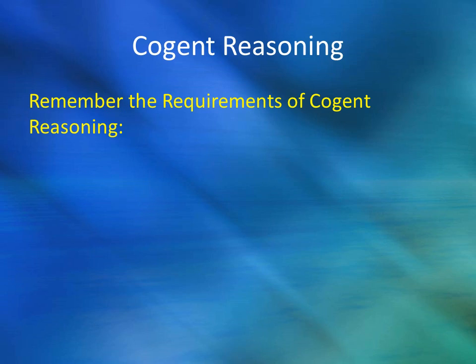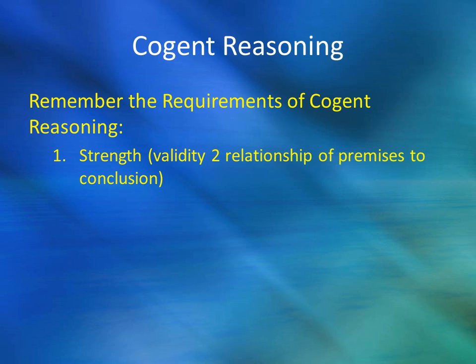So, cogent reasoning. Remember what is required of cogent reasoning. First, strength. Strength, or what sometimes is called validity too, this is what it was called in one of the texts, is the relationship of the premises to the conclusion. The reason why it's only strength or validity too is because cogent reasoning applies to inductive reasoning. So it's the relationship such that if the premises are true, then the conclusion is likely to be true. This is inductive reasoning, not deductive, where if the premises are true, the conclusion must be true.